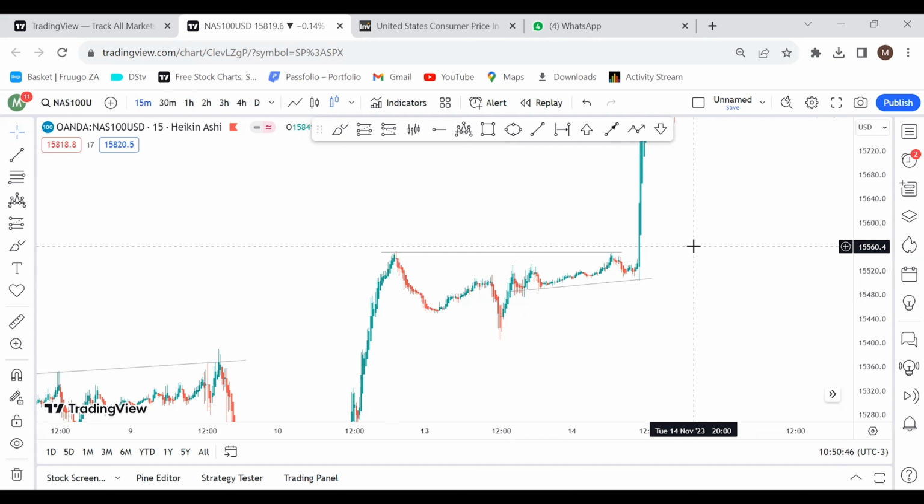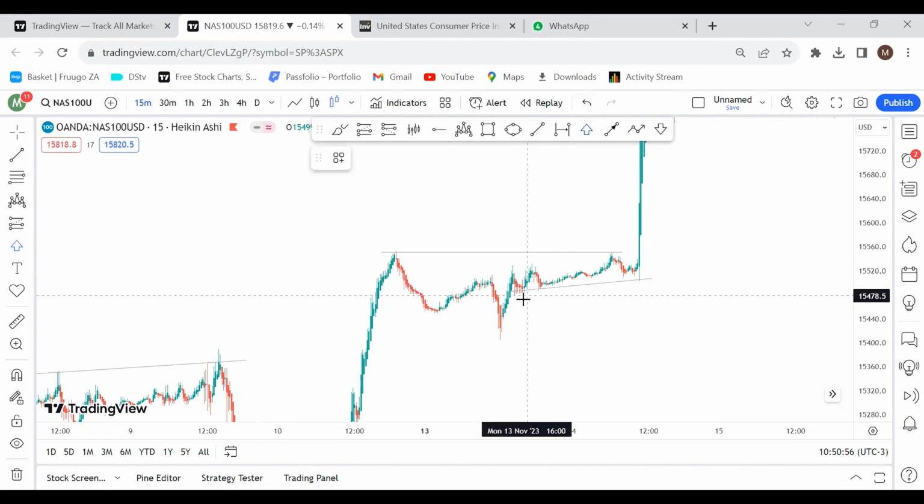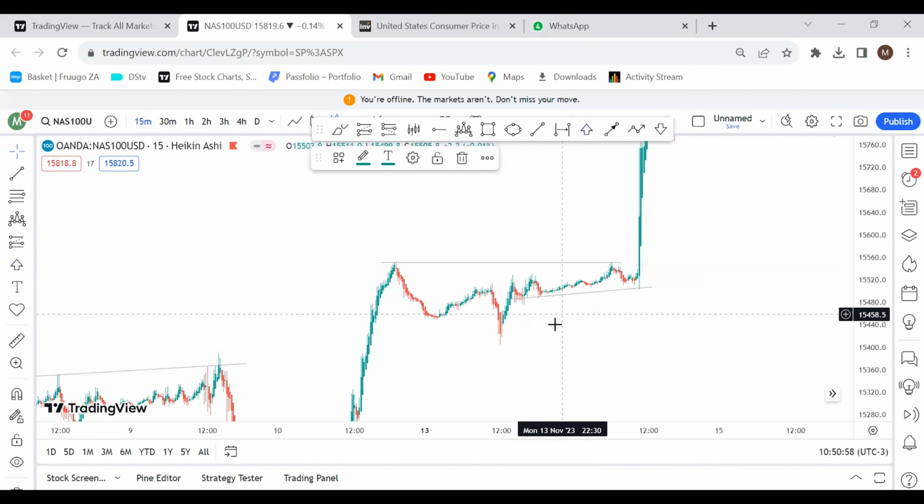So you can see, counting the number of touches on our support, we have 3 touches, which will always be the case, right? If it's a nice clear structure. So let me just get my arrows.